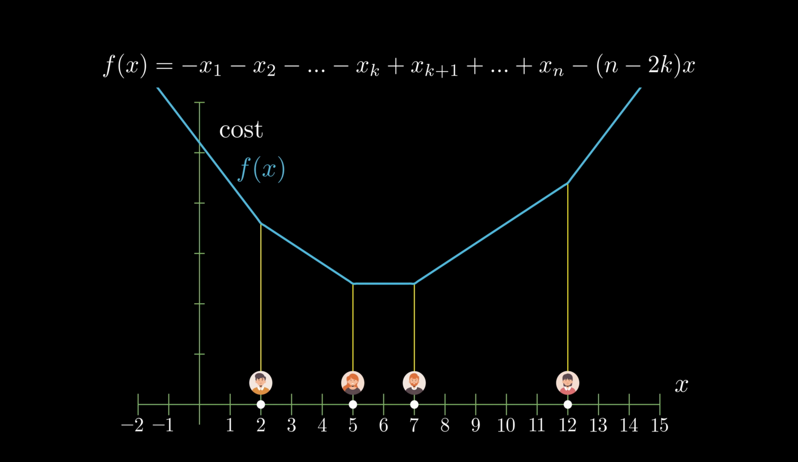continues to increase. The minimum value is obtained when the first derivative is equal to 0, or, in our case, when n minus 2k is equal to 0. So, we conclude that the minimum is reached when k equals n over 2.